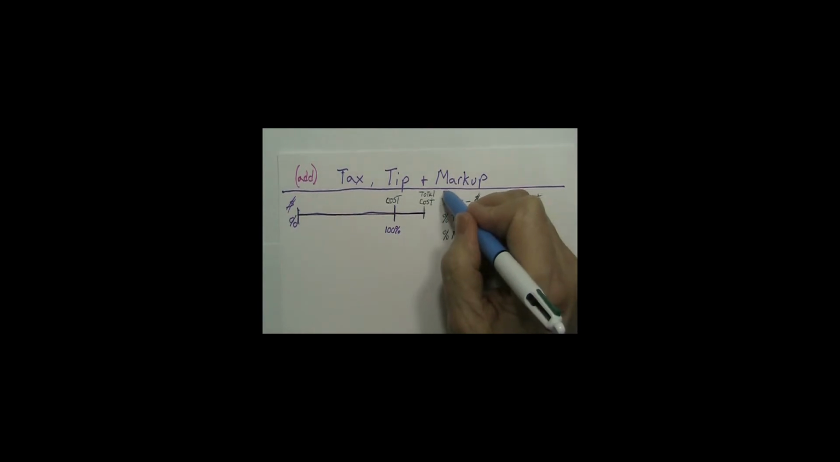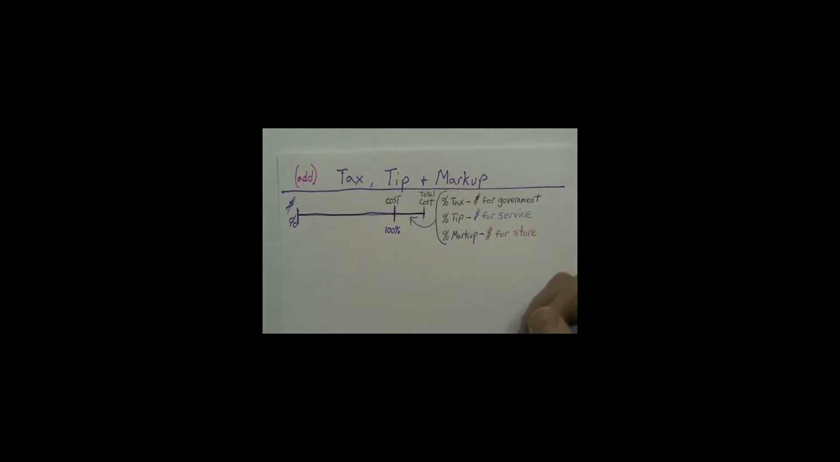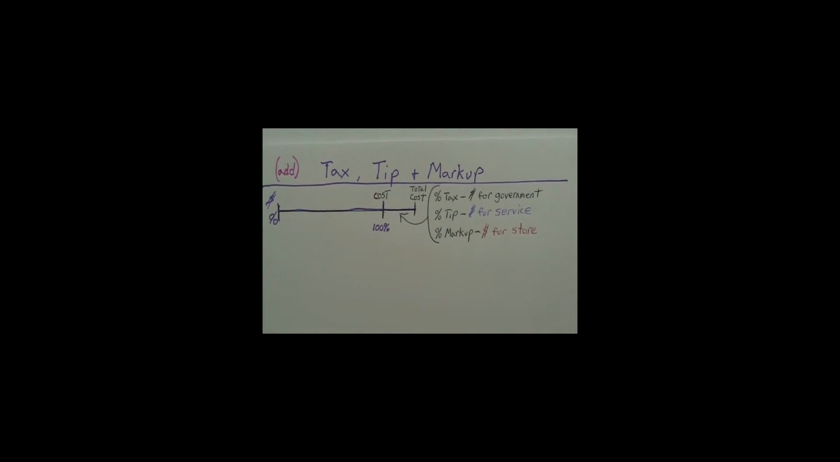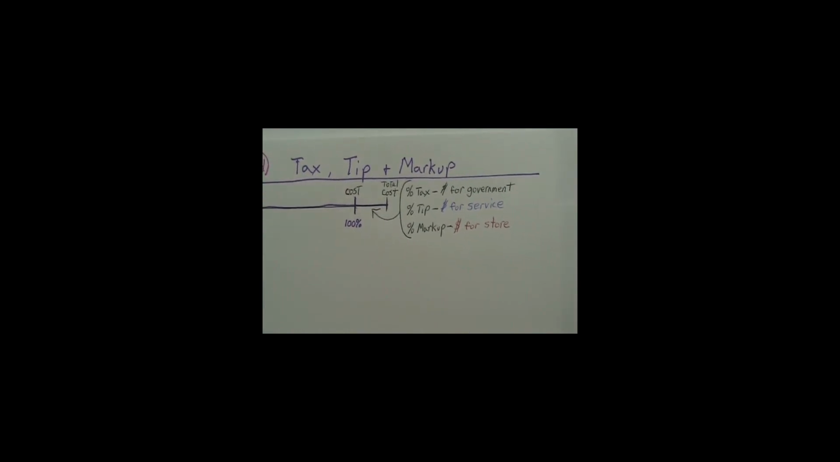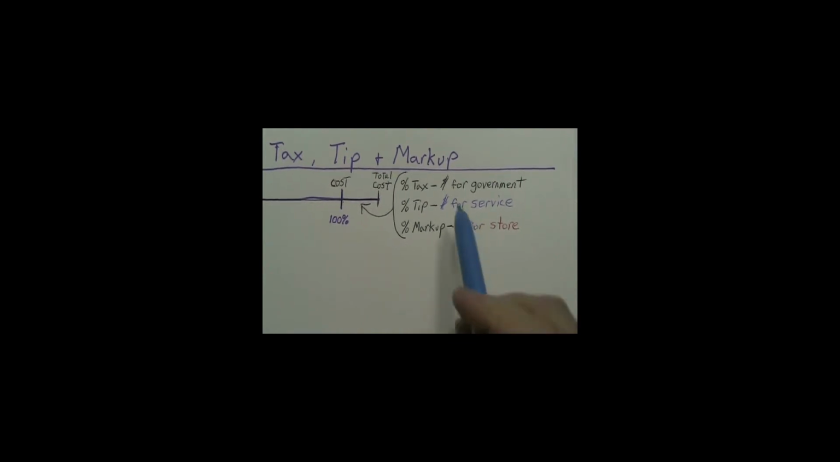So all of this is right here. It's a percent added. So let's talk about the things that we're dealing with that's being added on. We have percent tax. That's money for the government. I'll just kind of slide this over a little bit, enlarge it. That's money for the government.